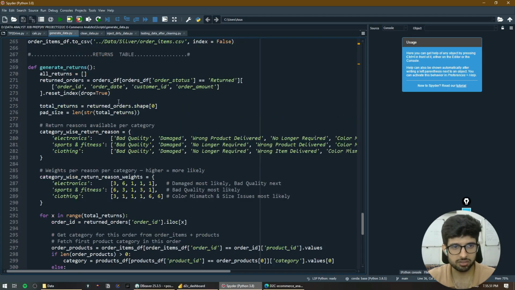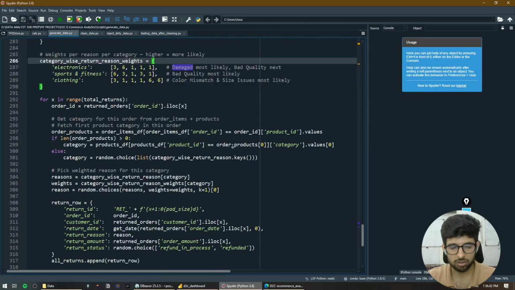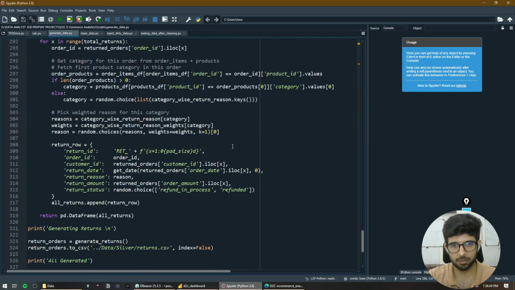Also, the return reasons: the return table is category-wise weighted, where electronics gets most of the bad quality and damage, where clothing gets most color mismatch and size issues. So this is what I have done. This is the asymmetry I was talking about to make this look like real world data.